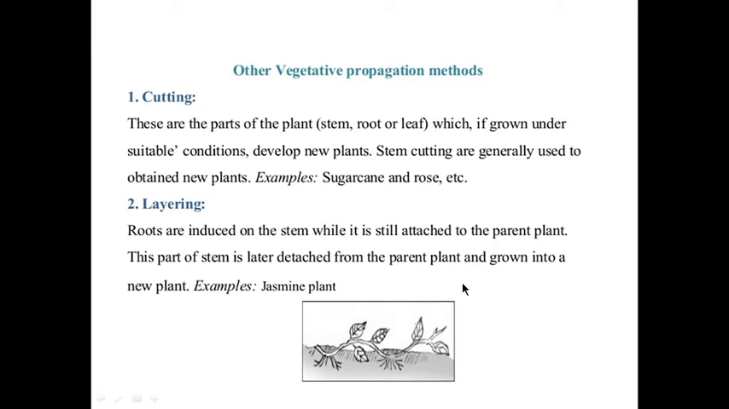So in this way regeneration, or formation of a new plant, is done by using layering. Roots are placed on the stem, and when the roots are uniformly fixed with that stem, the stem portion is detached, and from that stem portion a new plant is generated. That is known as layering. Example is jasmine.